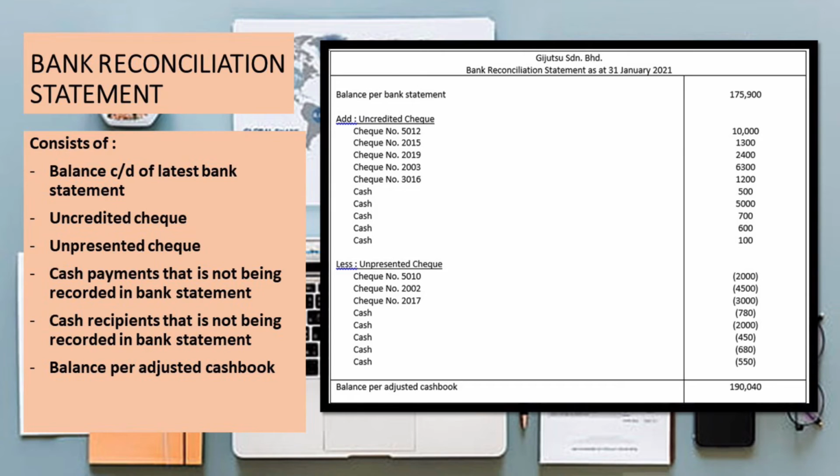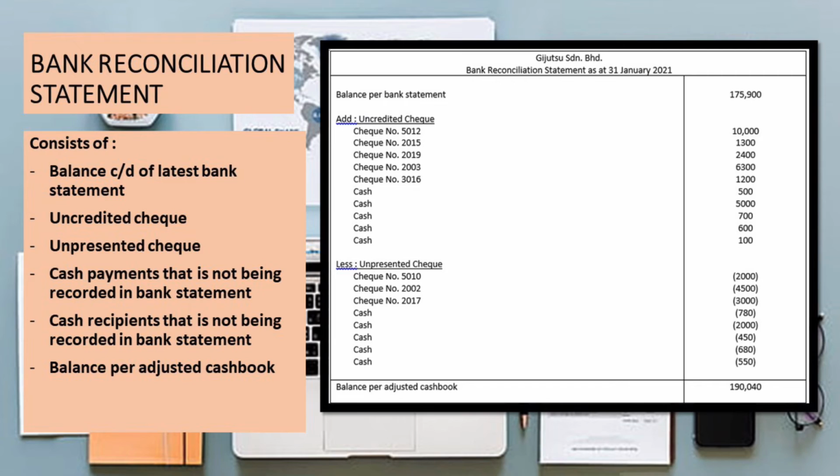How do we prepare the bank reconciliation statement? We put the numbers that do not exist in the bank statement but do exist in the cash book. For the uncredited checks part, we put the numbers that exist on the cash book's debit side, while for the unpresented checks, we put the numbers that are on the cash book's credit side.